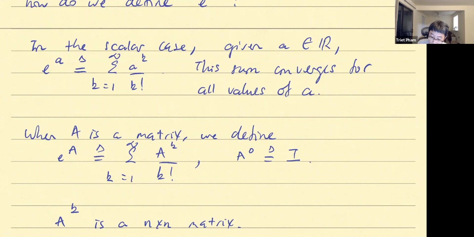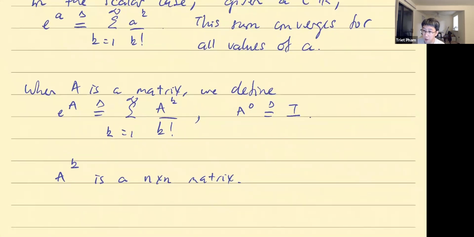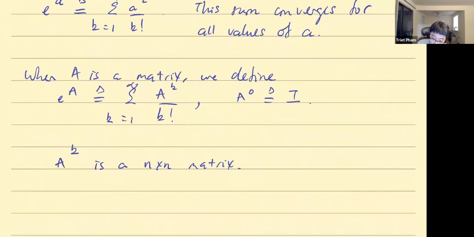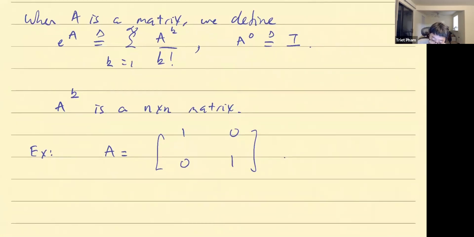Questions so far? Well, let's take a look at one example. Suppose that A is a diagonal matrix. Let's take the easiest one, 1, 0, 0, 1, the identity. What would e to the A be?